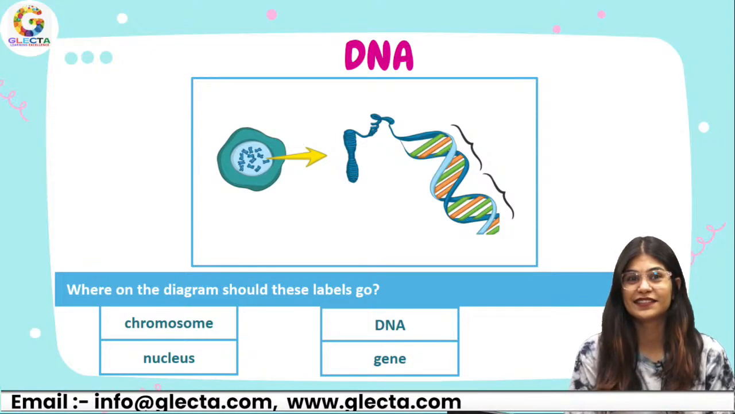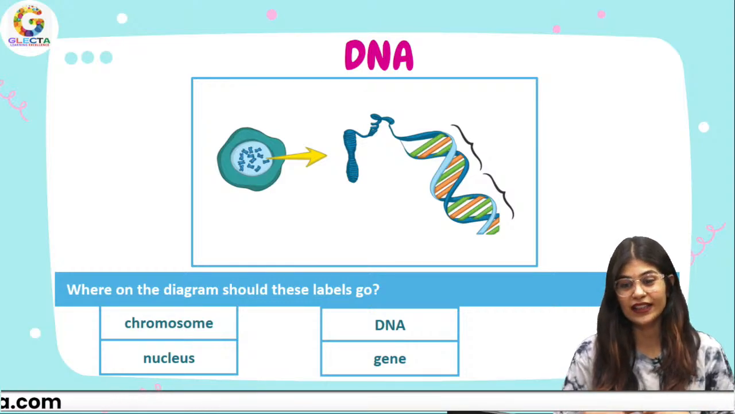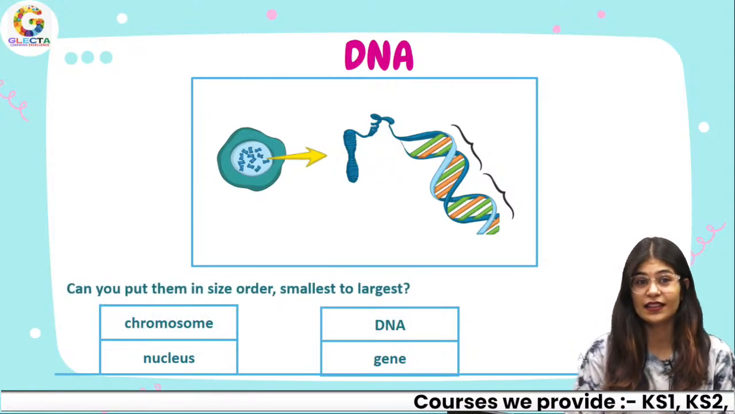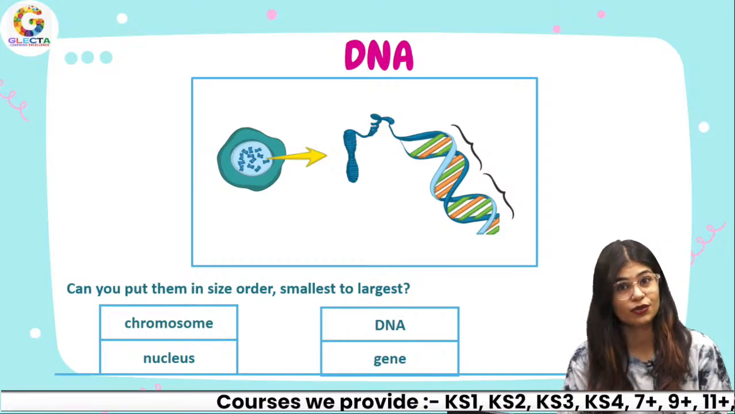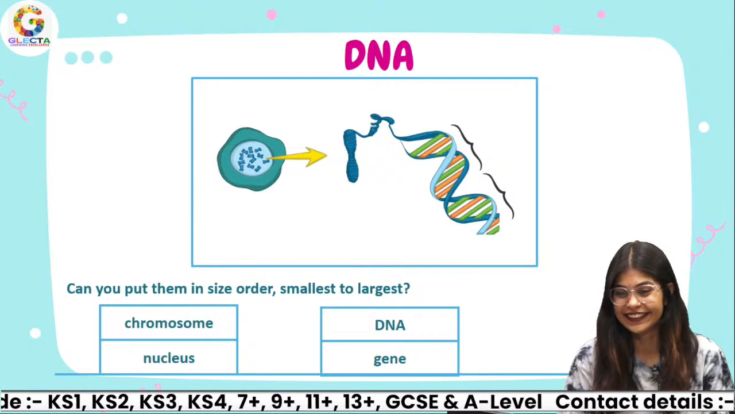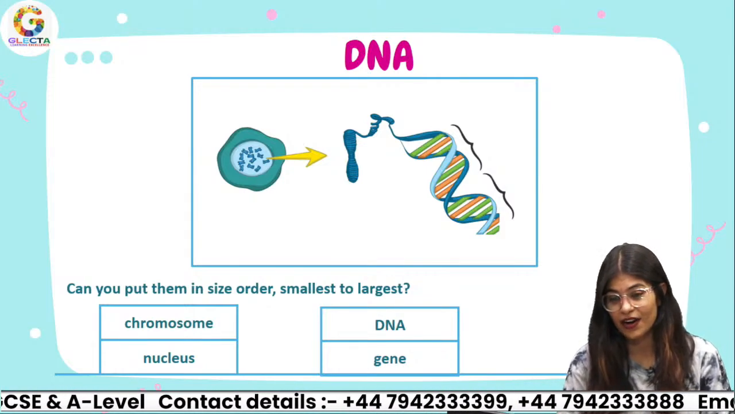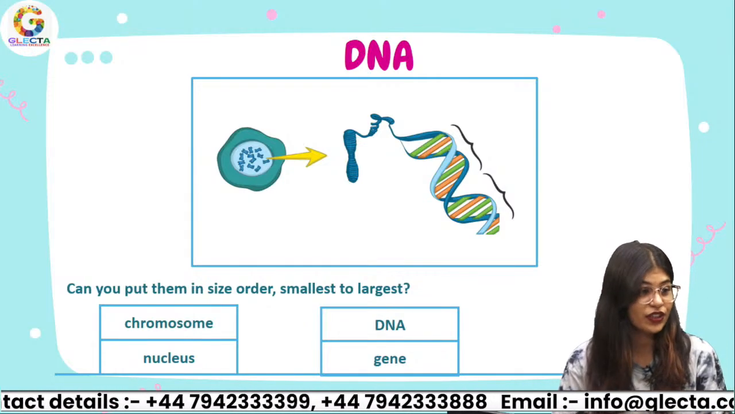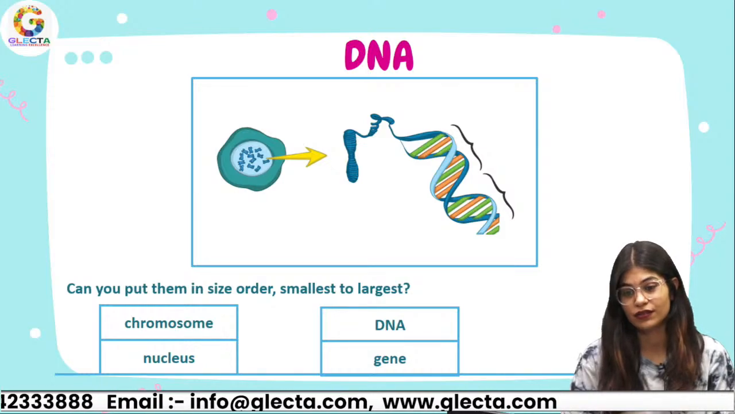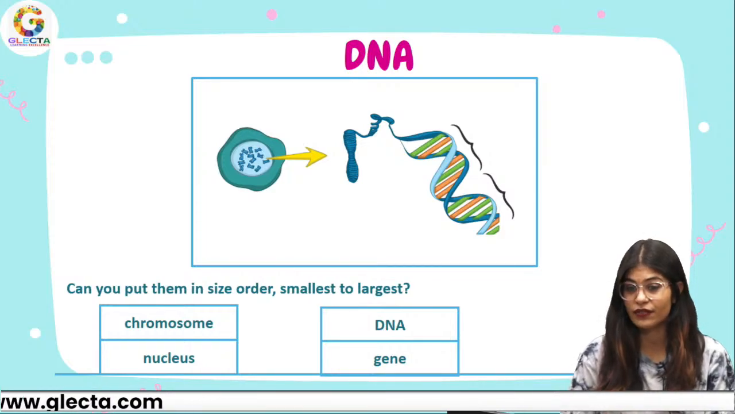Okay, nobody knows this? If not this way, then try it this way. Can you put them in the order of their sizes from the smallest one to the largest one? Can you do that? Anyone? Okay, yes, that is correct. The nucleus is a part of a cell. So if you see a cell, in the middle of it, a part of it should be the nucleus. Vijay says that it is the center part of the cell. That is correct, Vijay, very good.